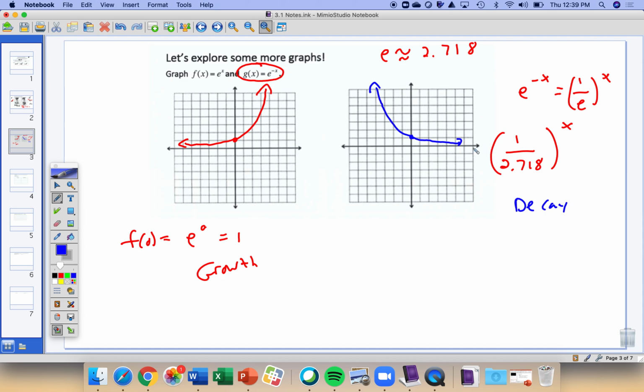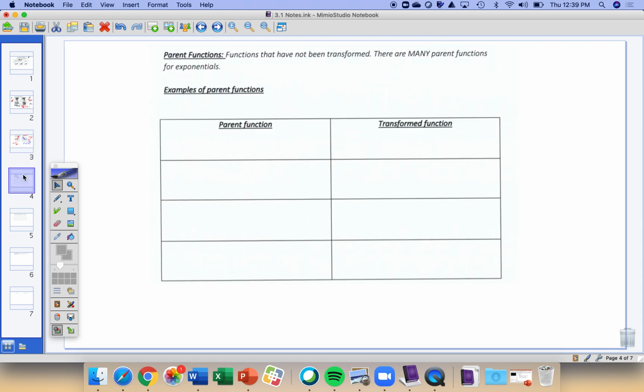Okay? Because remember, for exponential rules, if I have x raised to the negative number, it's the same thing as 1 over x to the positive number. Those are exponential rules. Okay, so here are two very common exponential parent functions. What do I mean by a parent function? A parent function is the most simplified type of that function.